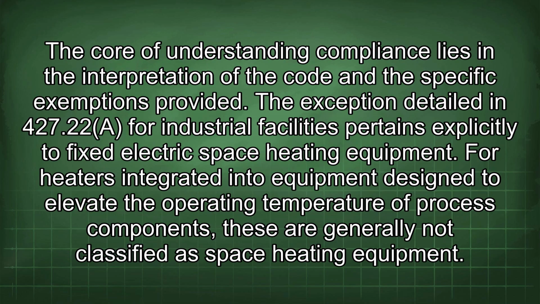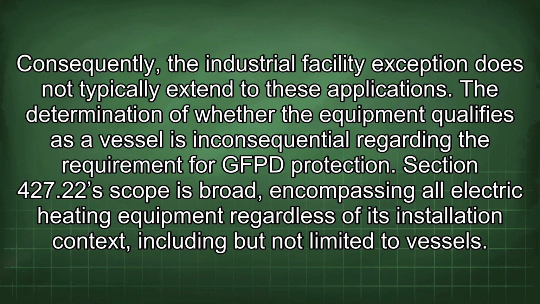The core of understanding compliance lies in the interpretation of the code and the specific exemptions provided. The exception detailed in 427.22 for industrial facilities pertains explicitly to fixed electric space heating equipment. For heaters integrated into equipment designed to elevate the operating temperature of process components, these are generally not classified as space heating equipment. Consequently, the industrial facility exception does not typically extend to these applications. The determination of whether the equipment qualifies as a vessel is inconsequential regarding the requirement for GFPD protection.